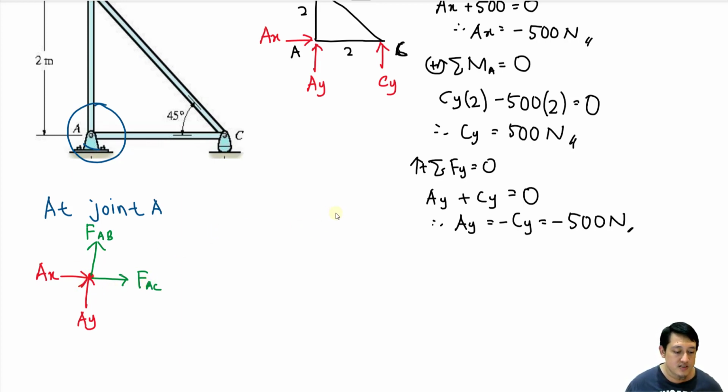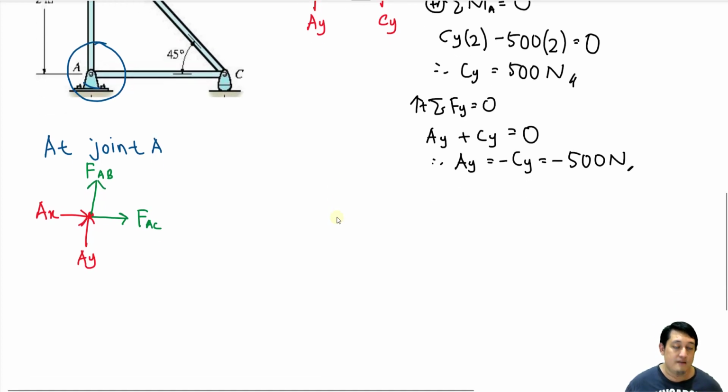Now we have a free body diagram at joint A. We know the value of AX already. We know the value of AY. So here we can find the value of FAB and the value of FAC. In the method of joints, we can only use total of force equals to 0. We cannot use moment because we don't have any distance to use moment. So we use total of force equals to 0.